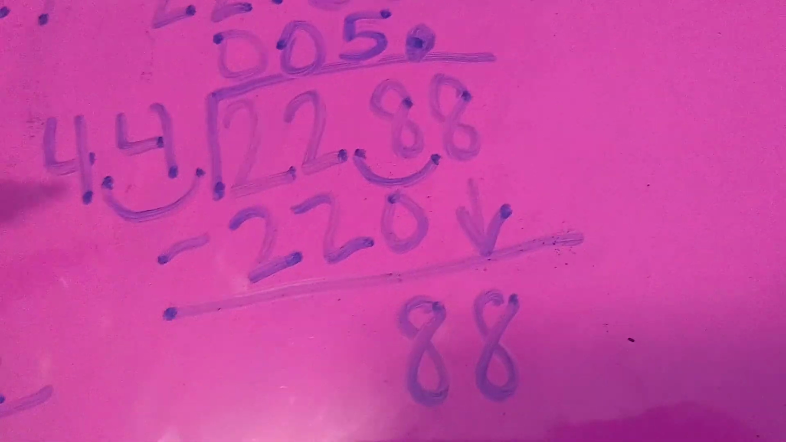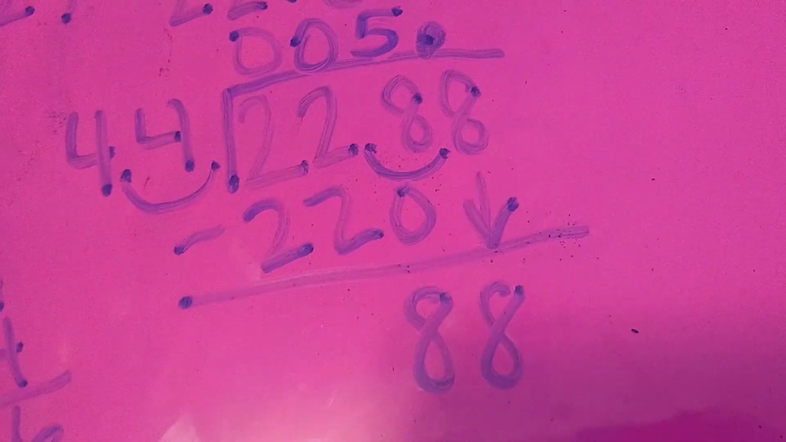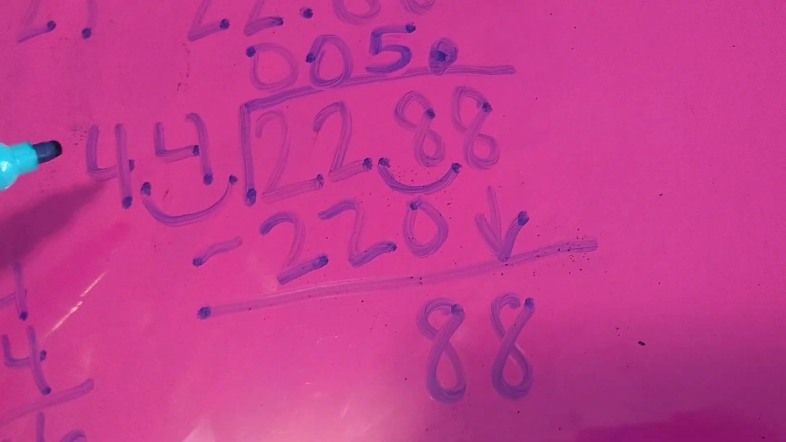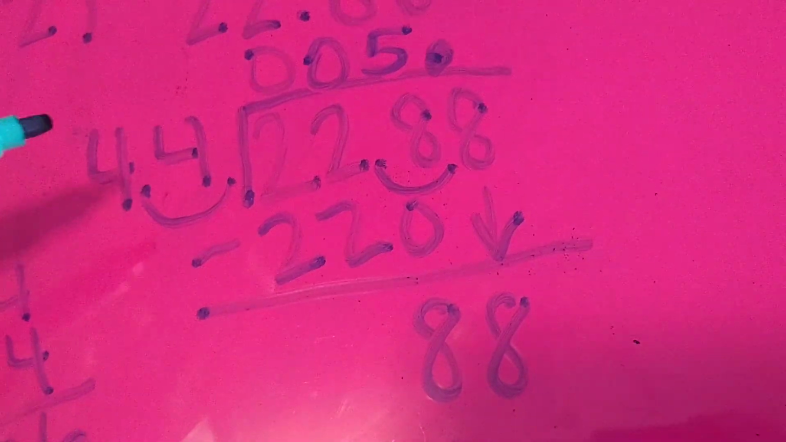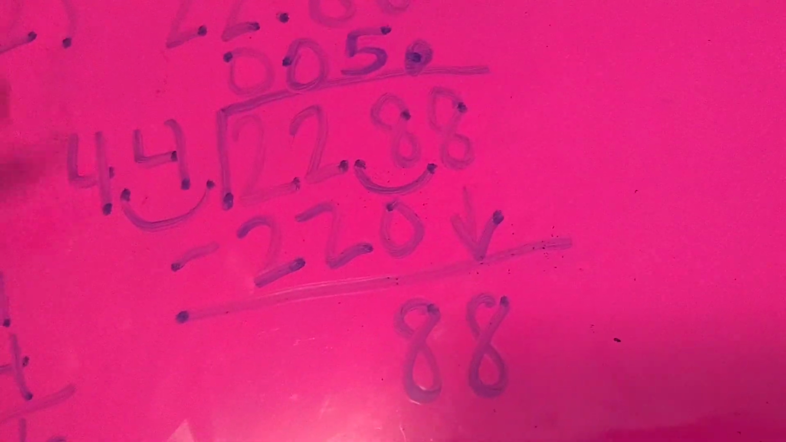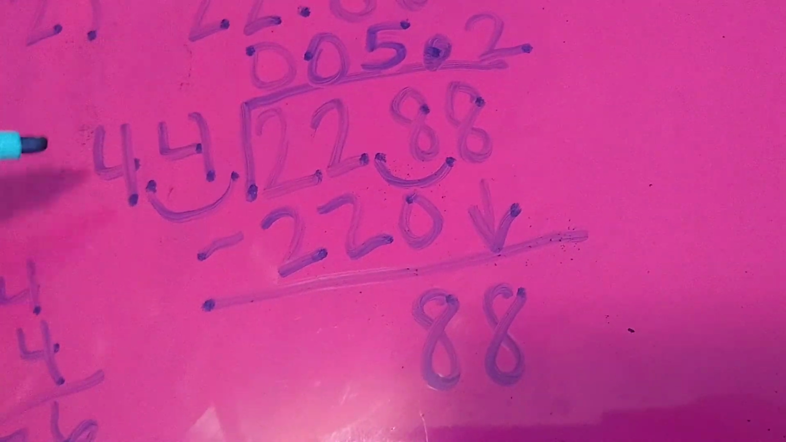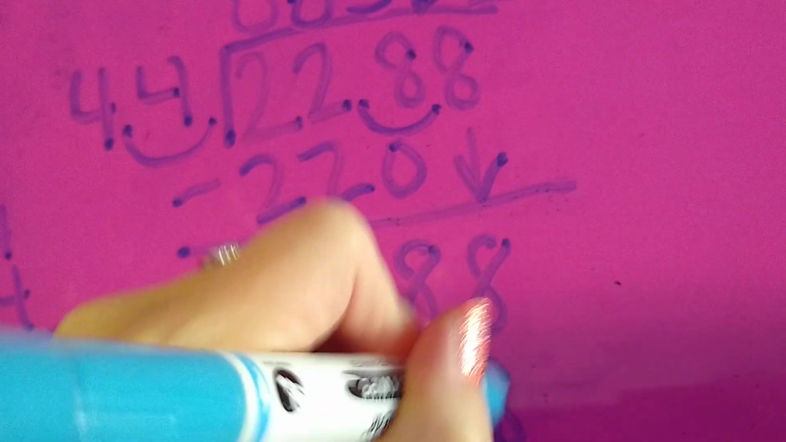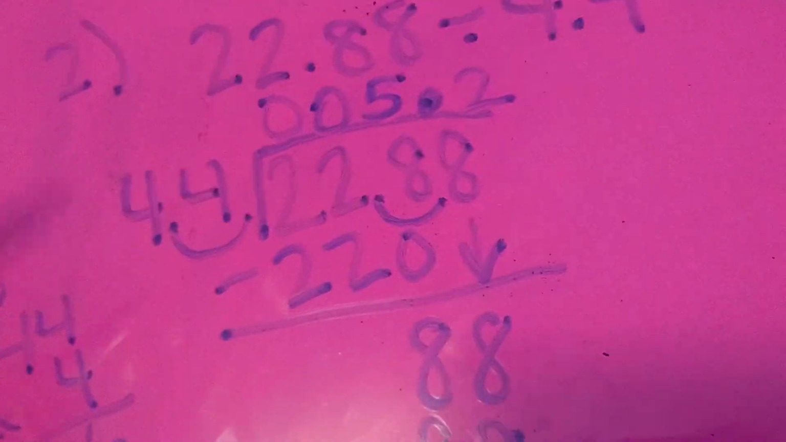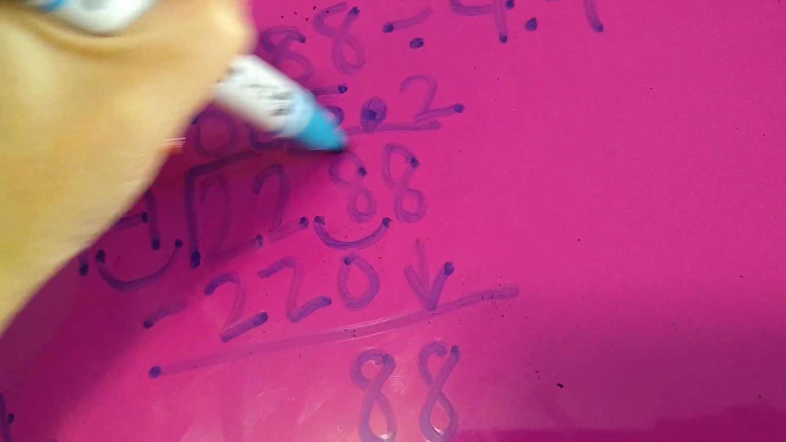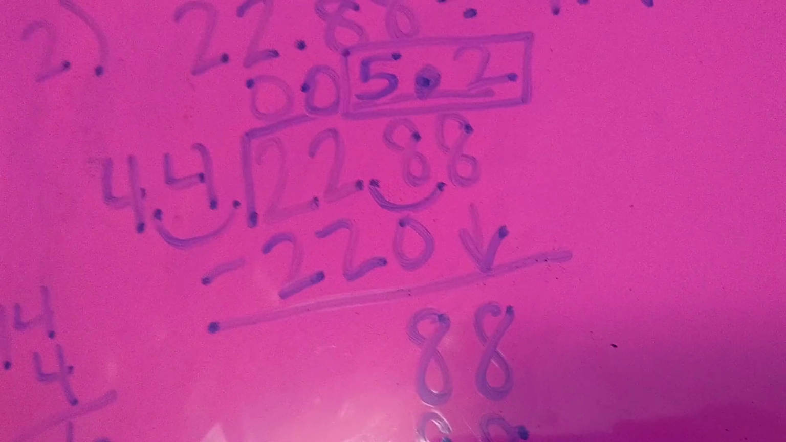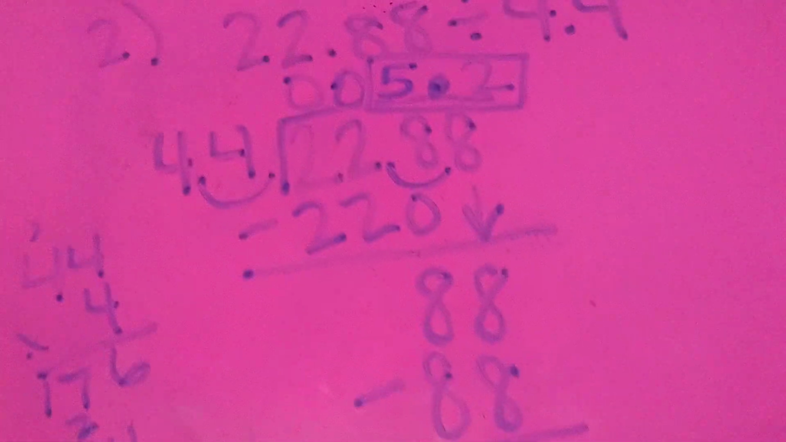And then we have to think, how many times will 44 go into 88? Well, 4 and 4 added together is 8. So I think we need to double this. If we do 2, then 2 times 44 should be 88. When we subtract, we get 0. So our correct answer here is 5.2, or 5 and 2 tenths.